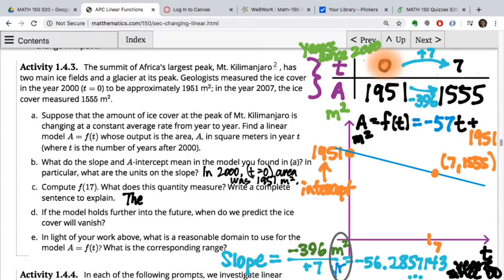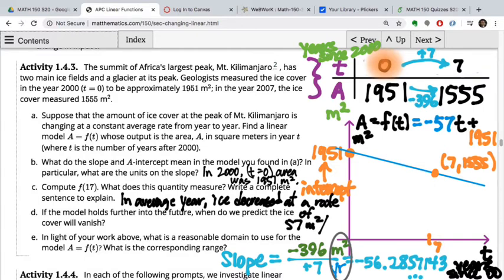In an average year, the area of the ice cover decreased by negative 57. Awesome. In an average year, and I like the use of the word average there. We talked about this in our last class. We're being really careful there. In an average year, the ice decreased, and we might even add the words at a rate, at a rate of 57 square meters per year.